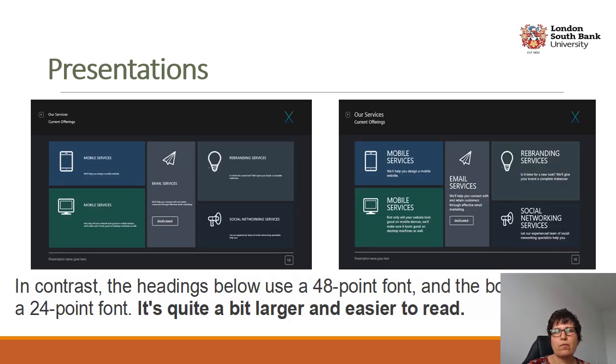Have a look at this. See here, 24-point font, 48 here. You need to make sure that your slides are legible. They should be easy to read. They should be reader friendly.